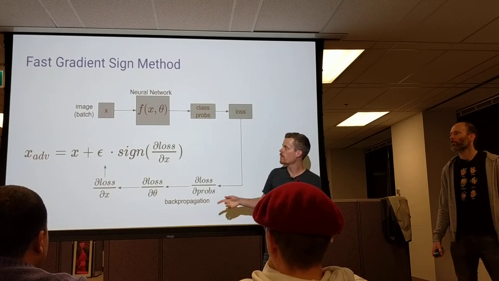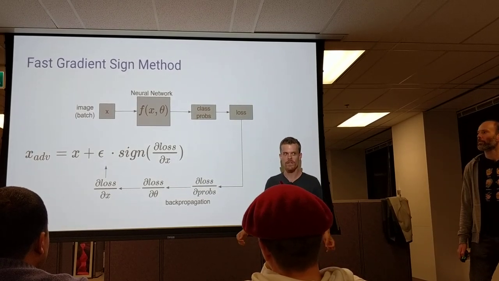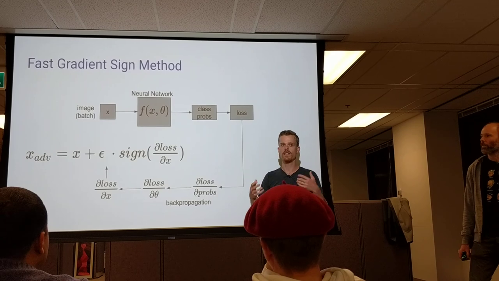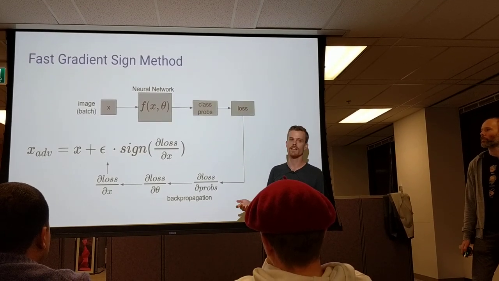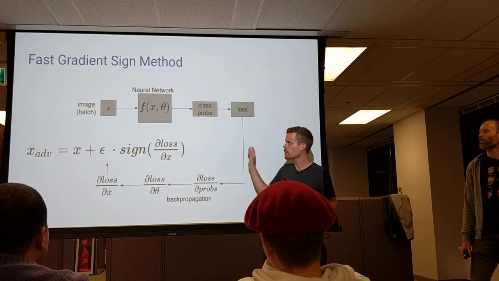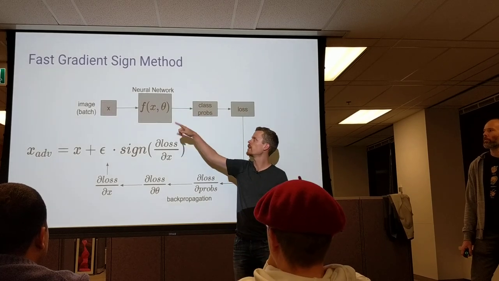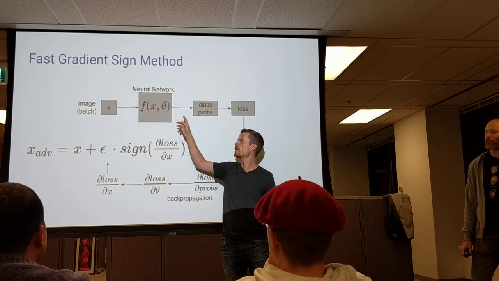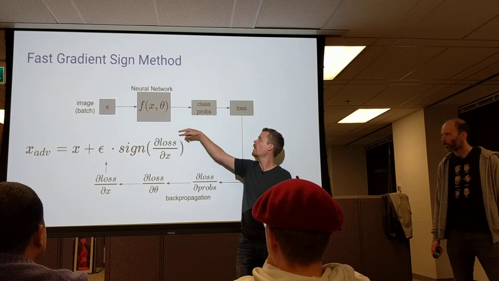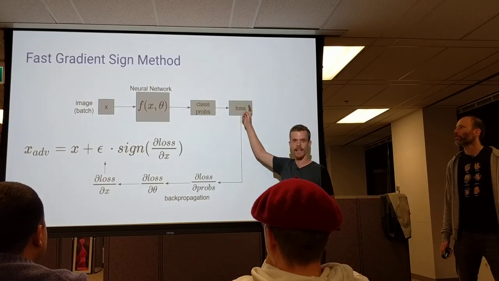And so with that out of the way, I now have a very similar diagram where I'm hoping to explain to you the basic fast gradient sign method attack. So to run through it again, I have an image, it goes into the neural network. This is a function of the image and its weights. I get class probabilities, and I get a loss.